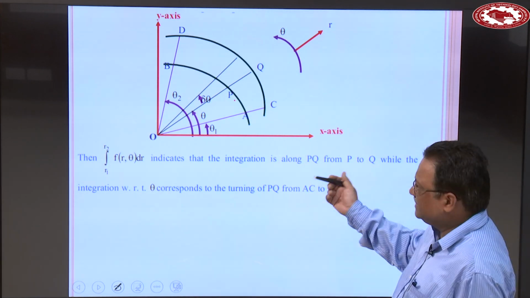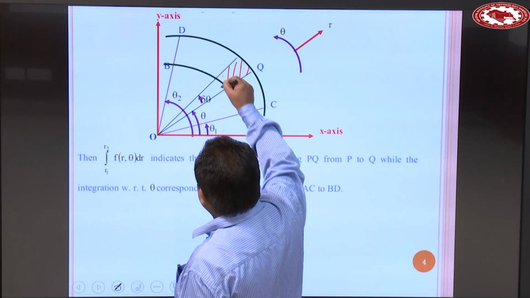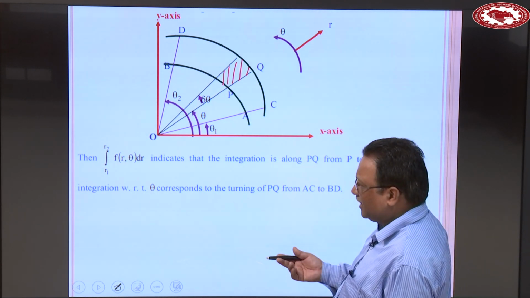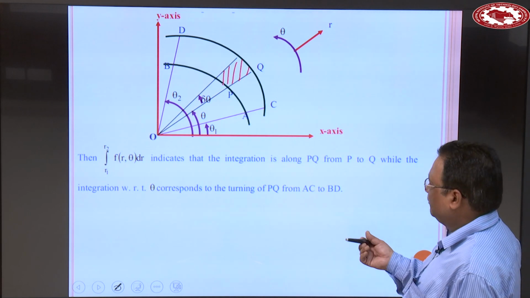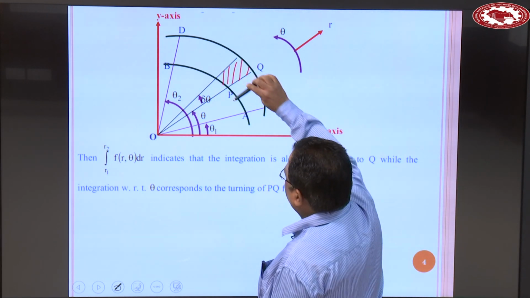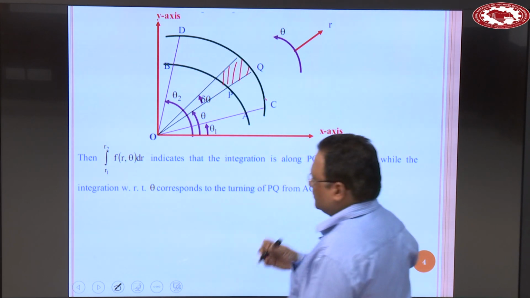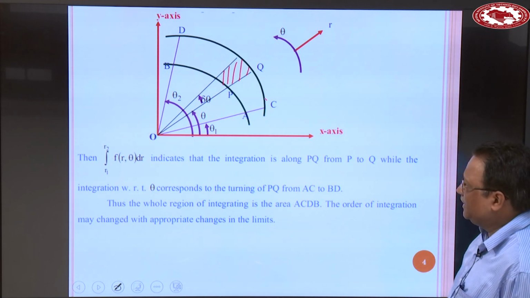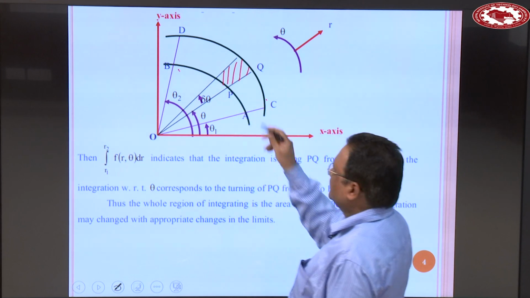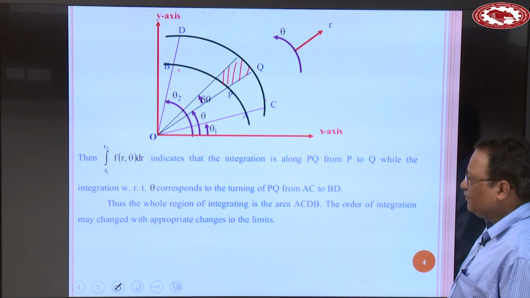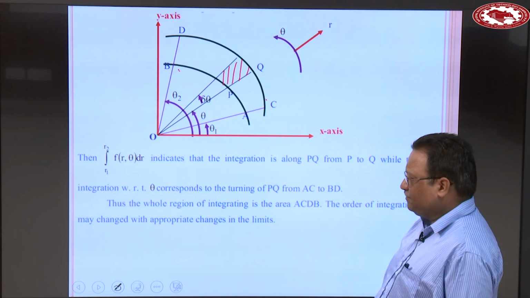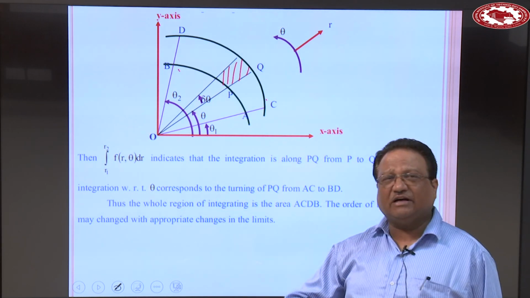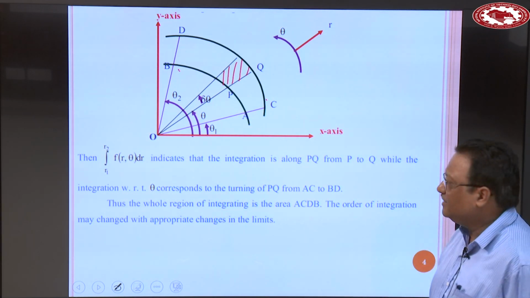As we have already discussed, this inner integral means integration over this strip, over this PQ from P to Q, while the integration with respect to theta corresponds to the turning of PQ from AC to BD, meaning turning of this strip from this angle to this angle. So that becomes the total double integral problem. Thus the whole region of integration is the area ACBD. This is the whole area of integration, and the order of integration may change with appropriate changes in the limits. So we can solve this problem this way, otherwise you can change the order and accordingly change the limits, and evaluate the result.